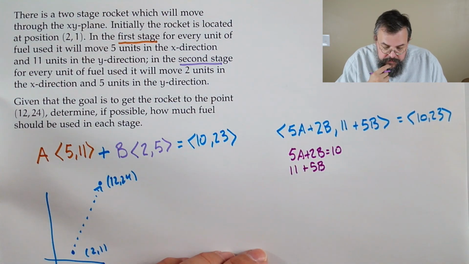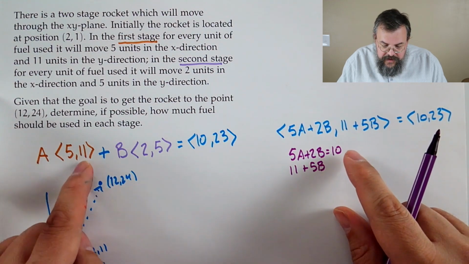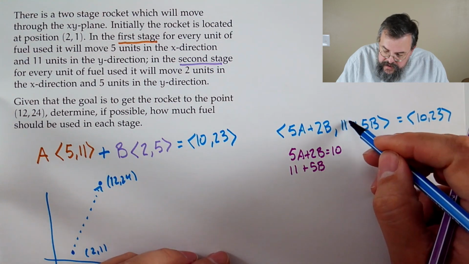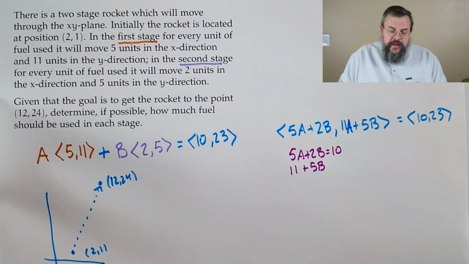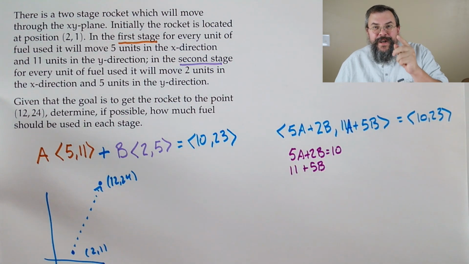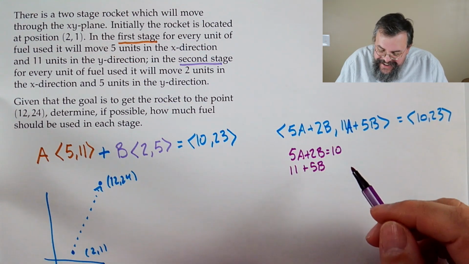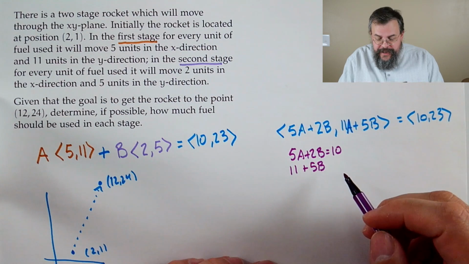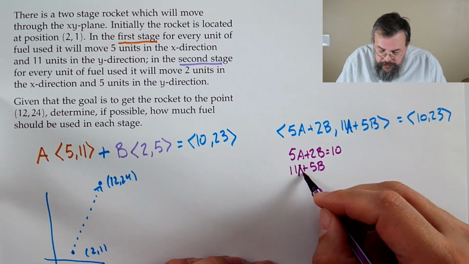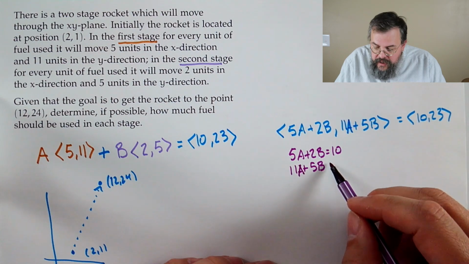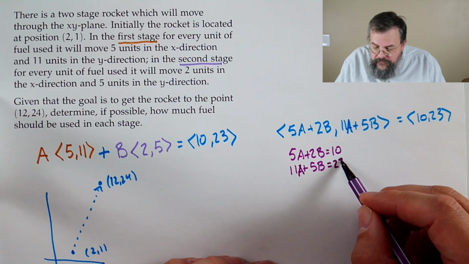where did that 11 come from? It's 11A. I am so sorry. Be careful. All right, back to our regularly scheduled solving math. Here we go. 11A plus 5B has to equal 23.